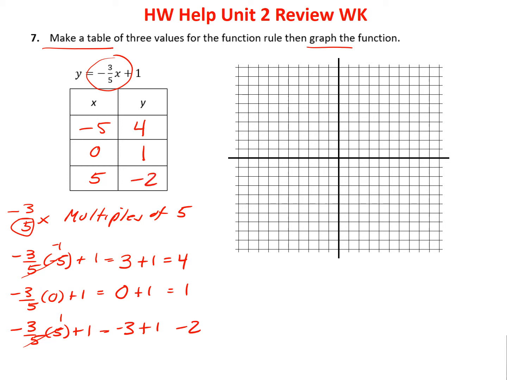So let's graph them. Minus 5, 4. So starting with 0, going x along the variable here and y up. 1, 2, 3, 4, 5. And then we're going to go up 4. 1, 2, 3, 4. That's our first point. Next one is 0, 1. And then 5, minus 2. 1, 2, 3, 4, 5. And then down 2. And if you notice here, if I were to draw my line here, I got a straight line going through there. This is a linear function.